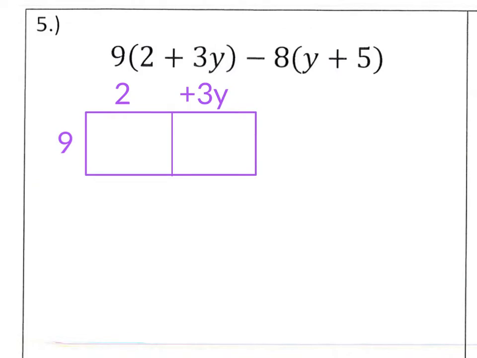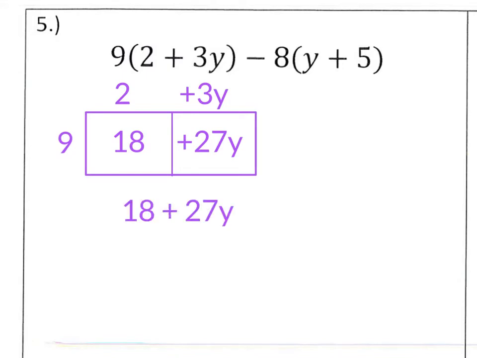Okay, so to show this, I'm setting up my area model. So I have the 9 times the 2 plus the 3y. Then I fill in the box here. So 9 times 2, 9 is the side, 2 is the top. 9 times 2 is 18. And then 9 is the side times 3y. 9 times 3, we can do that in our calculator. 9 times 3 is 27. And since there's a y there, I'm going to leave my y next. Okay, so I have 18 plus 27y. That is what my first distribution of multiplying this 9 times both of these terms is. I'm going to write it down below so it's my answer there.